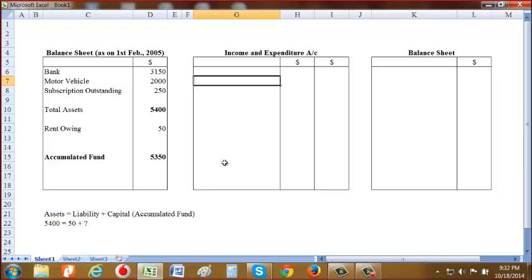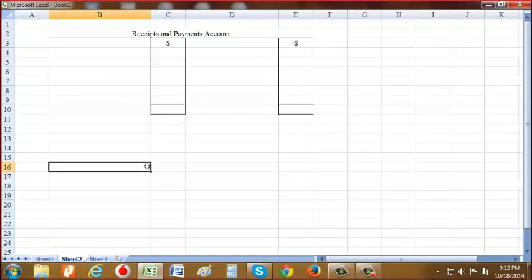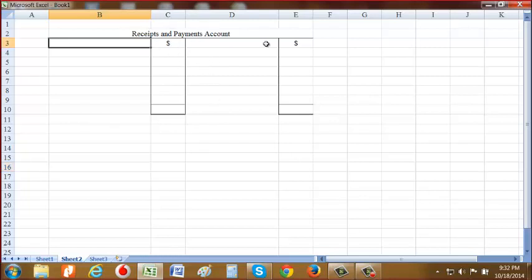I got it. It means if the year started on 1st February, of course the year will end on 31st January 2006, next year. So the whole year's cash transactions information is given. With the help of this information, now first I will develop the receipts and payments account. See here, I have prepared the format of the receipts and payments account. So this is the debit side and this one is the credit side. On the debit side we will record receipts and on the credit side we will record payments.